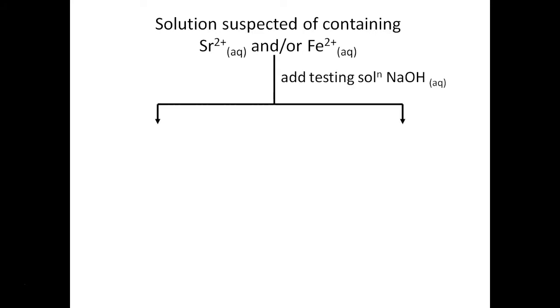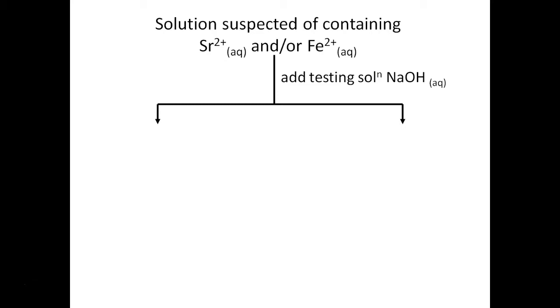So, if I have my solution that potentially contains it, I need to add a testing solution. Now, I cannot add just the anion. It has to be part of an ionic compound. So I want to combine the anion that I need to use for my test with a cation that will not get in the way. So we usually use group 1 cations. This means that my testing solution is not hydroxide ion, but really is sodium hydroxide.